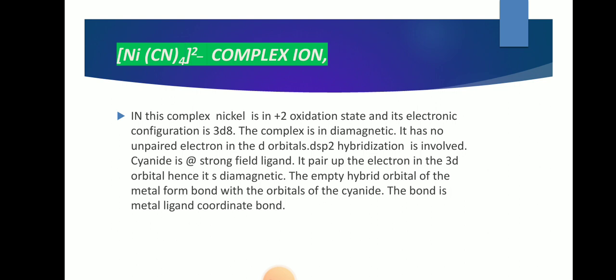The complex is diamagnetic. It has no unpaired electron in the d orbital. We can see in the next slide, dsp2 hybridization is involved. Cyanide, being a strong field ligand, pairs up the electrons in the 3d orbital, hence it is diamagnetic. The empty orbital of the metal atom forms a bond with the orbital of the cyanide. The bond is a metal-ligand coordinate bond.